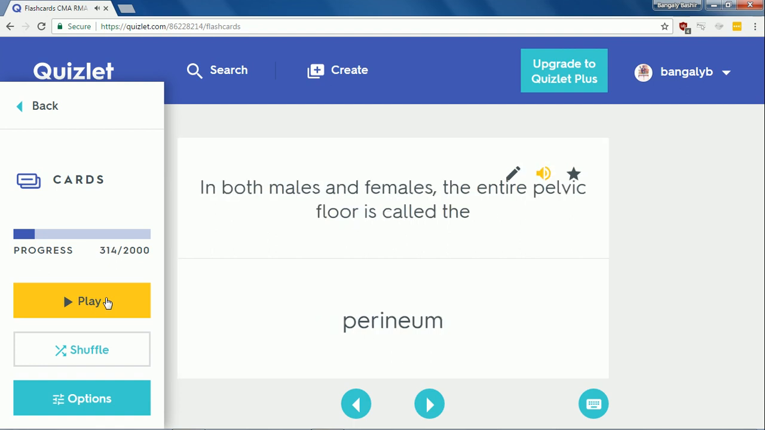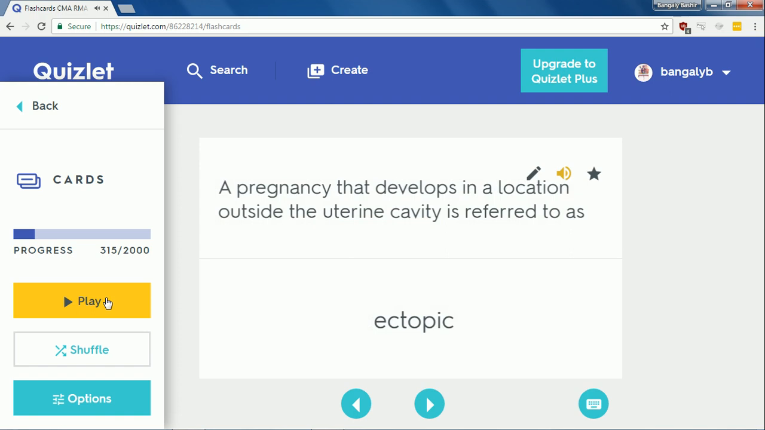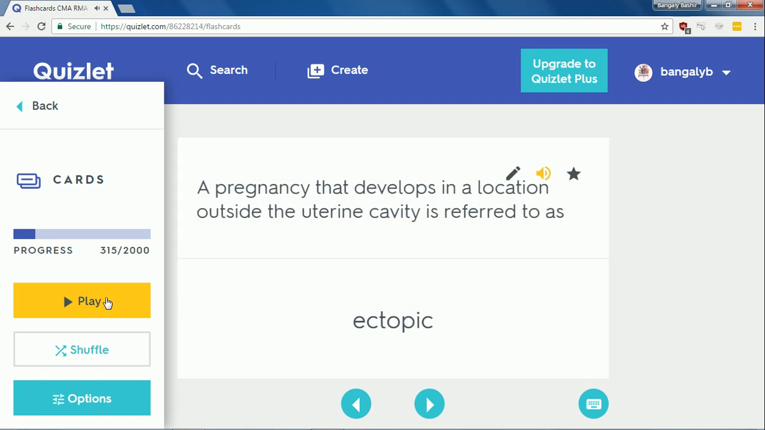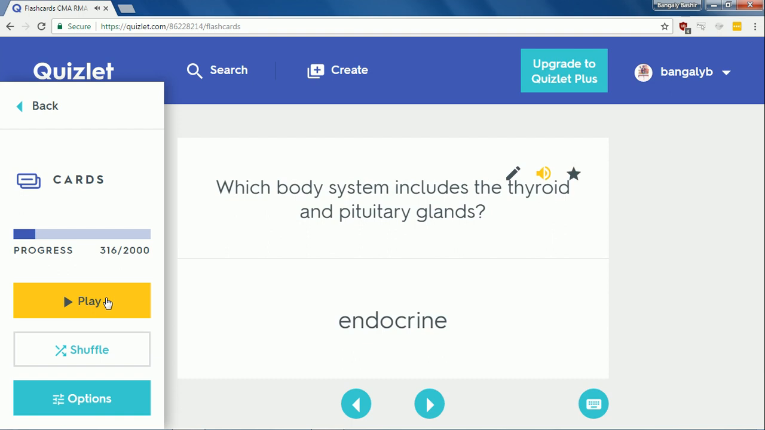In both males and females, the entire pelvic floor is called the perineum. A pregnancy that develops in a location outside the uterine cavity is referred to as ectopic. Which body system includes the thyroid and pituitary glands? Endocrine.